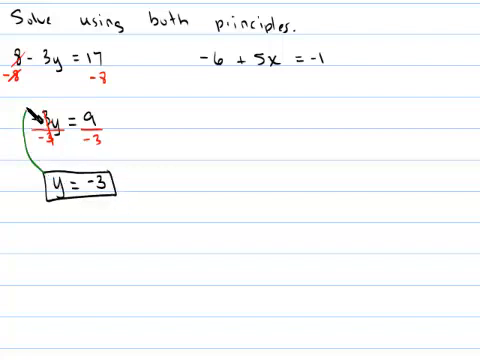If you want to check it, go for it. 8 minus 3 times negative 3. Well, 3 times negative 3 is negative 9. 8 minus negative 9 really means 8 plus 9, which is 17.